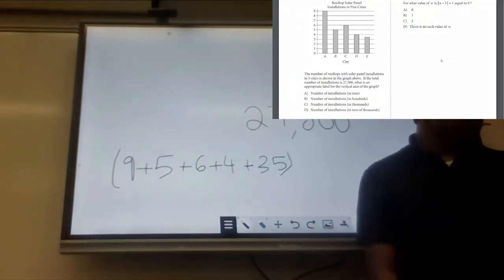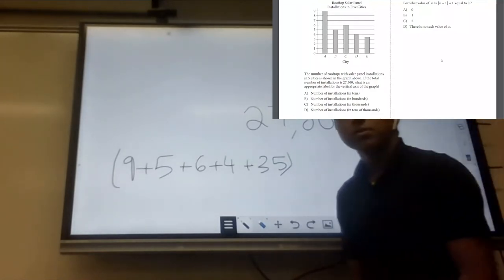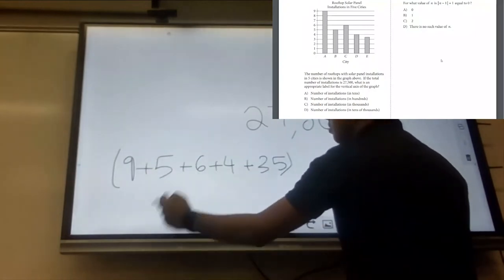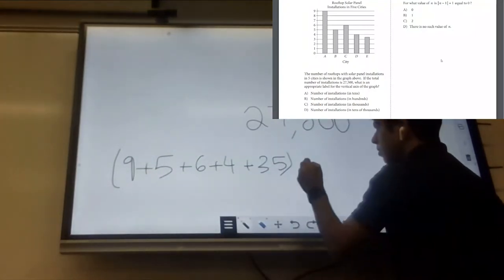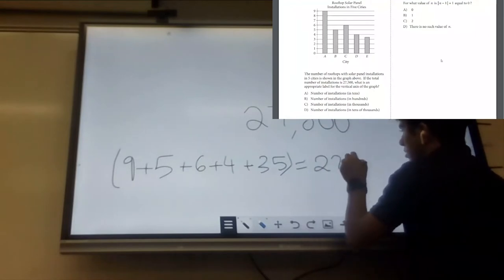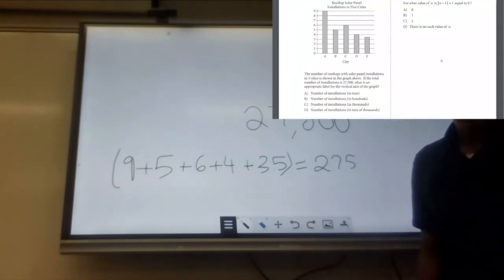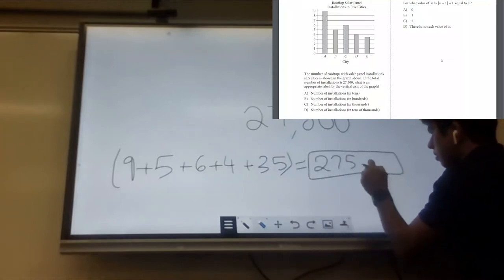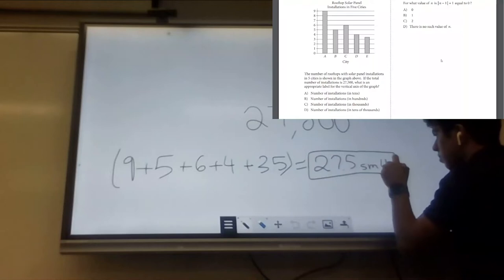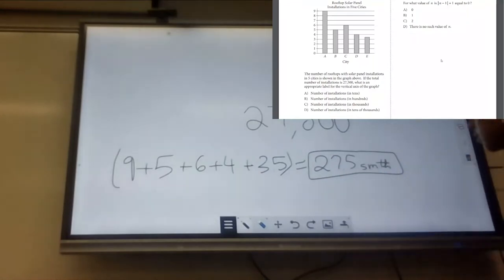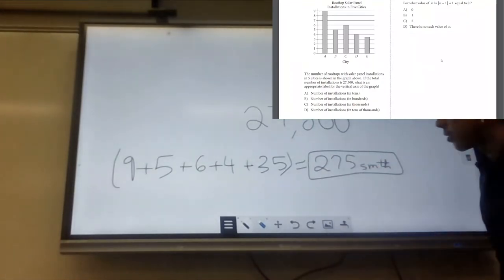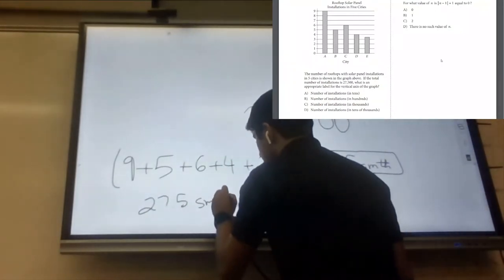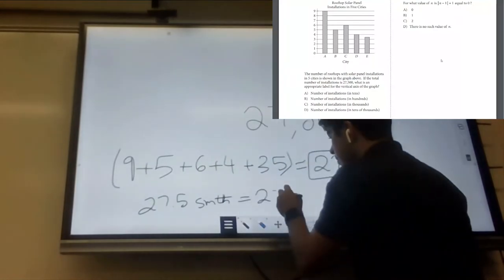Okay, so obviously, this is the calculator section, so you have a calculator, but 9 plus 5 plus 6 plus 4 plus 3.5, you can do that. I would just do it like that. It's not that hard. 27.5 somethings. I didn't want to write the whole thing. 27.5 somethings equals 27,500.